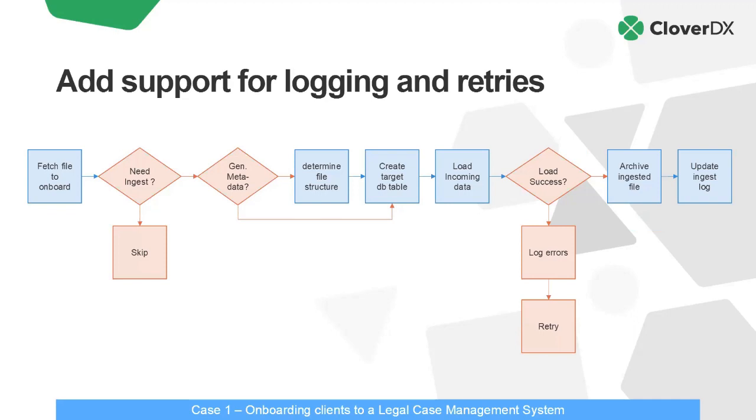Beyond that, we wanted to add support for logging and retries. So we can iteratively go through and integrate new pieces that we want as the requirements develop and change, right? In this case, we need to fetch a file to onboard. And the first thing is just even understanding, hey, a file could end up at this location, but is this something that we really want to ingest? If not, we'll skip it. Generate the metadata off the bat and create the target DB table while also determining the file structure. Load the incoming data, and then again, is this successful? Log errors, if not, retry and archive the ingested file.